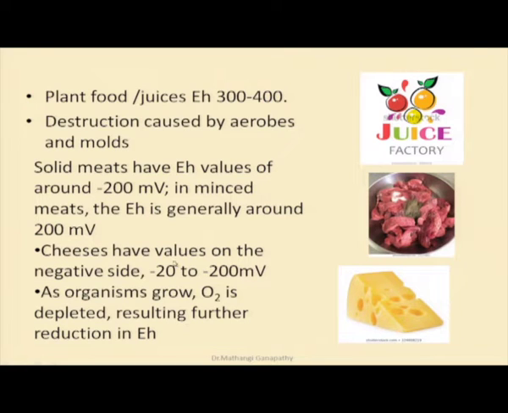So, here the damage is going to be caused by those organisms which can sustain in these conditions. Cheese has values on the negative side, minus 20 to minus 200, and when organisms grow, the oxygen in the food gets depleted, and as the oxygen gets depleted, you will have further reduction in the OR potential or the Eh value.